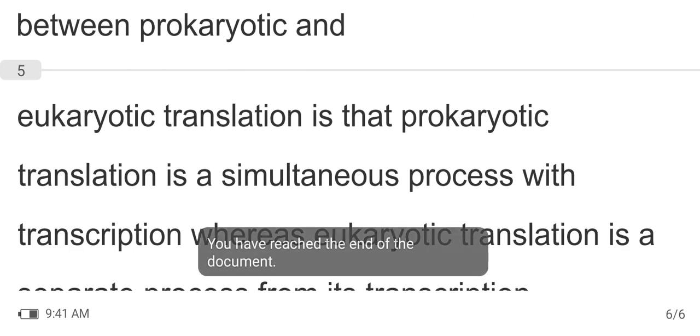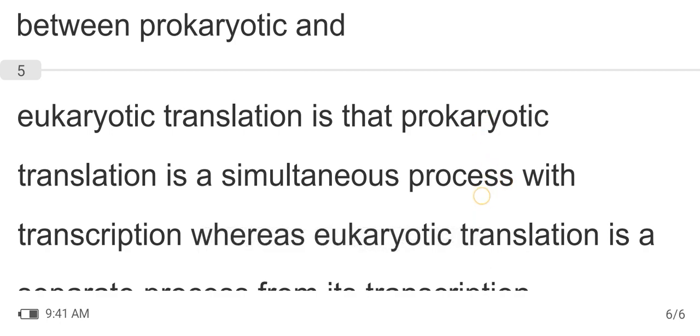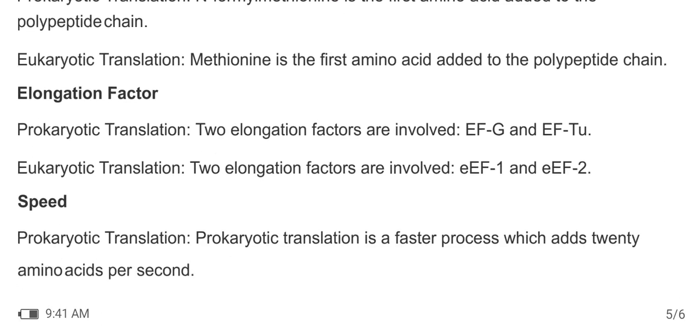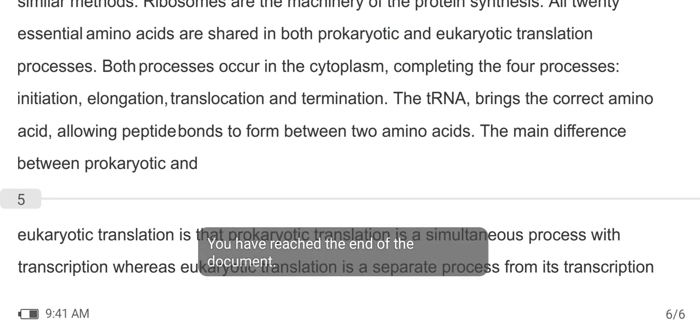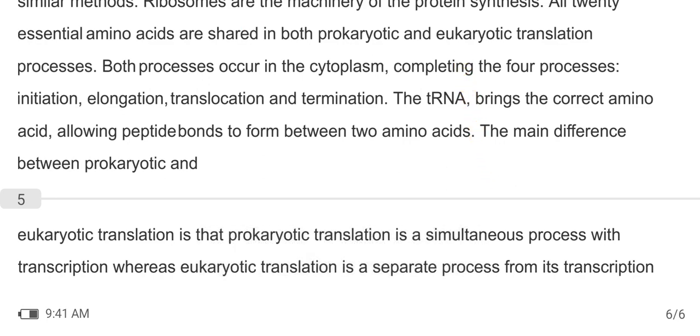The main difference between prokaryotic and eukaryotic translation is that prokaryotic translation is a simultaneous process with transcription, whereas eukaryotic translation is a separate process from its transcription.